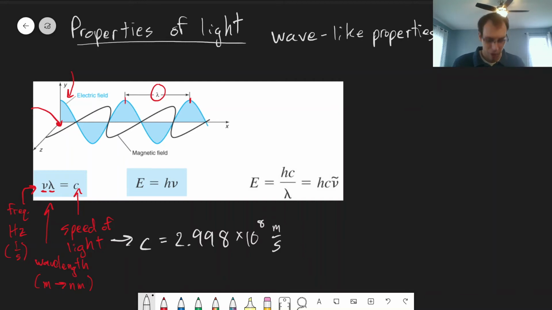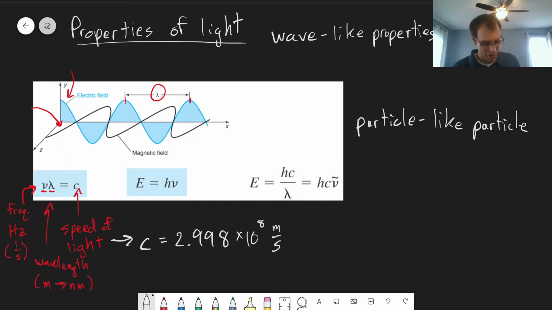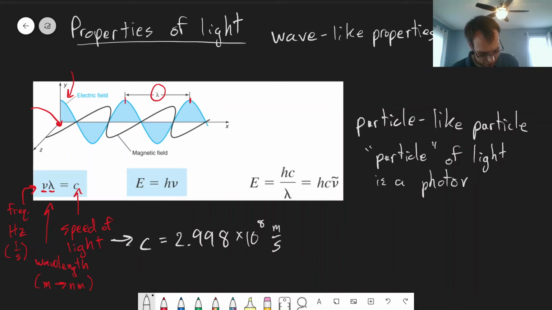But we also can describe light as a particle. And we use both descriptions depending on what is more convenient. Light behaves in both ways. It behaves as a wave and a particle. And so we call a particle of light a photon. I believe that term was coined by Einstein. So we call a particle of light a photon, and that is like a packet of energy.